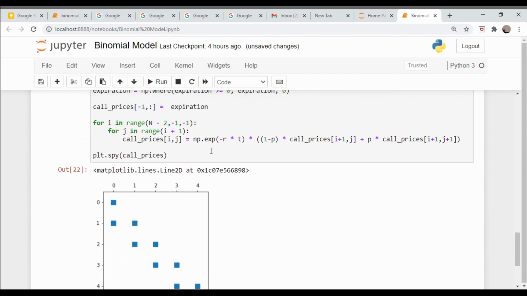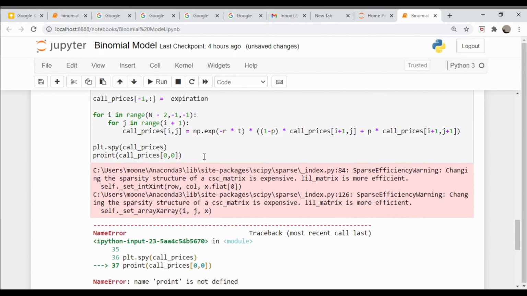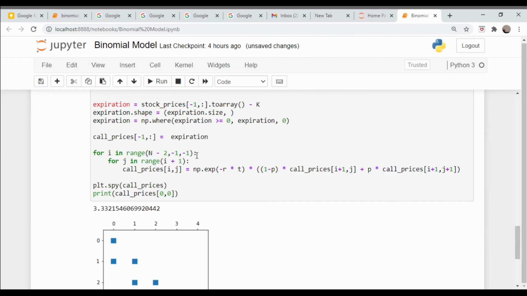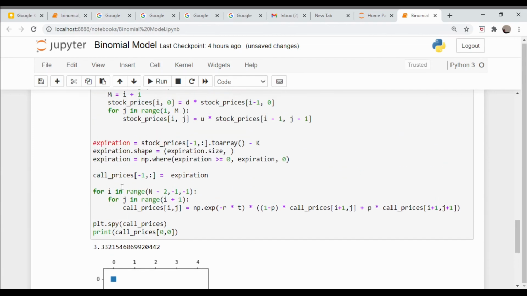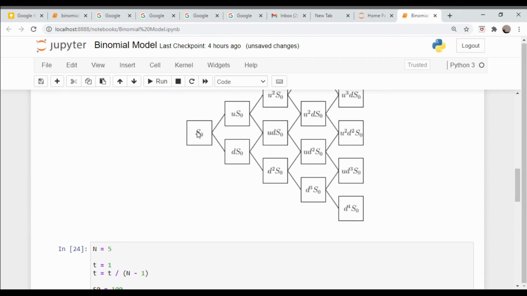Looks good as far as SPY goes, so let's print out the call prices at 0, 0. Does work better if you spell print correctly. So there we go. $3.33 is the value of our call at time equal to 0. So that is the value of the call at this point here.